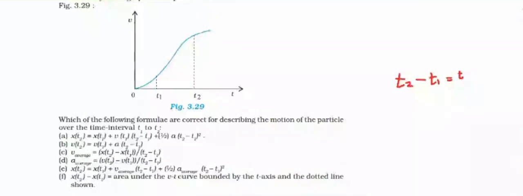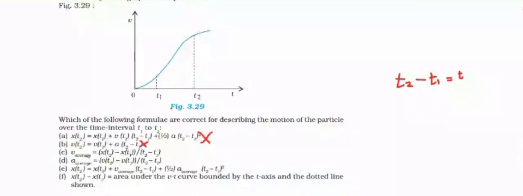So in such a situation, you can see that formula is applicable only for uniformly accelerated motion. But this is not uniformly accelerated motion, so it is not applicable. Then take part B. What is that formula? v(t2) is equal to v(t1) plus a into (t2 minus t1). That is v is equal to u plus at. Again, v is equal to u plus at is also applicable only for uniformly accelerated motion, and our case is non-uniformly accelerated motion.